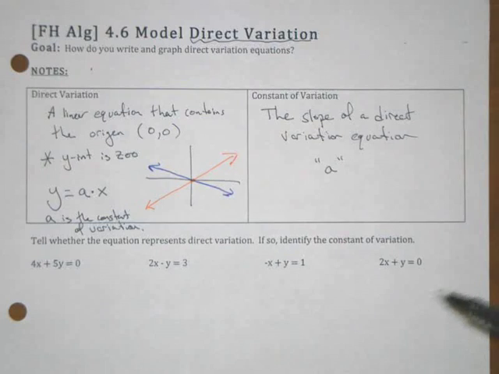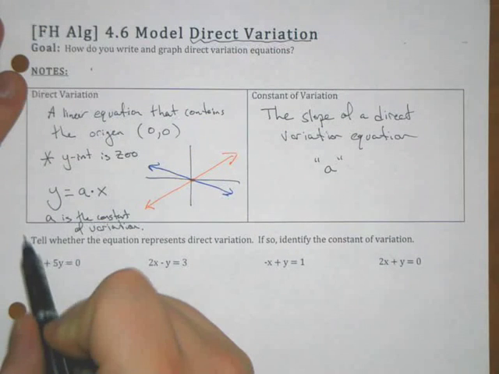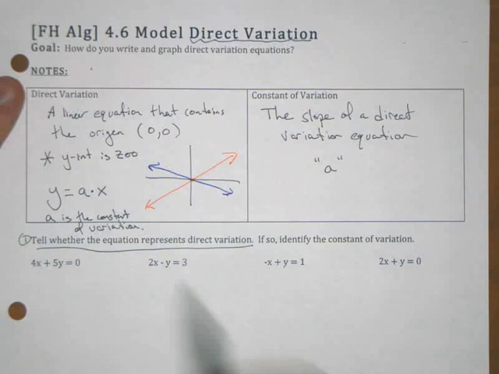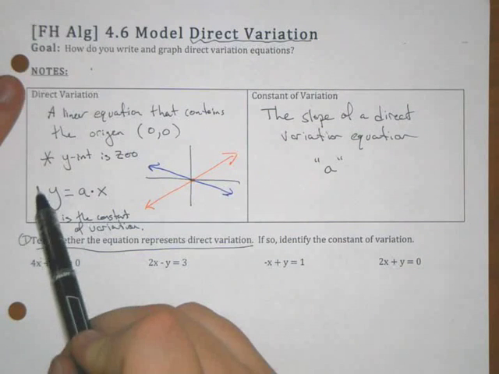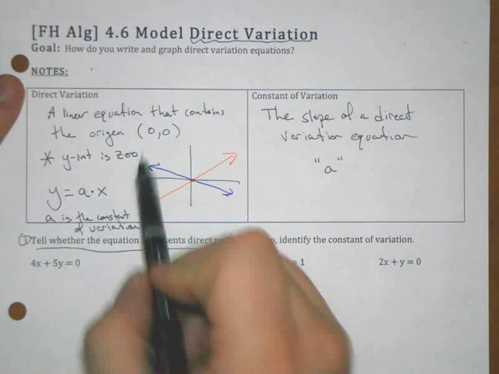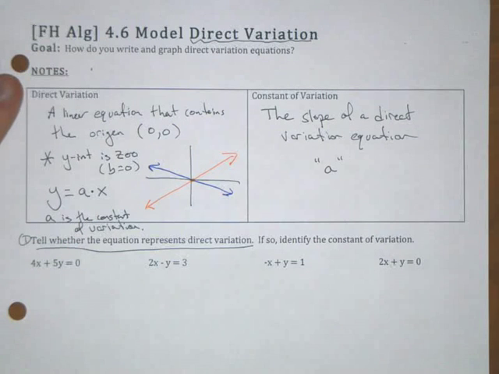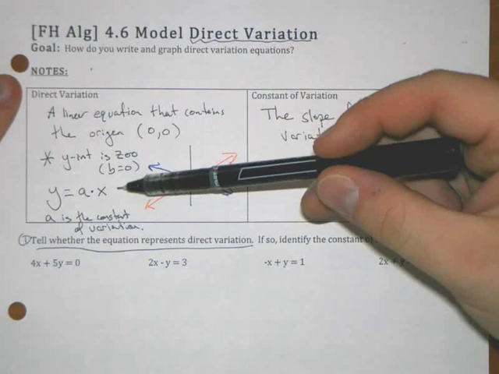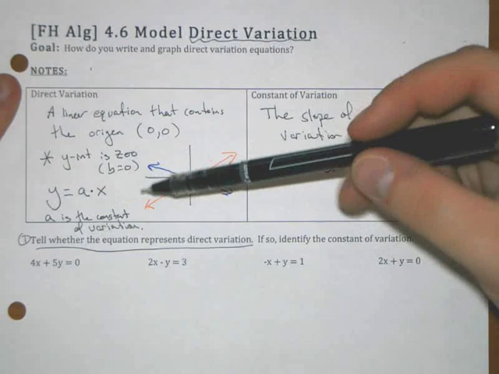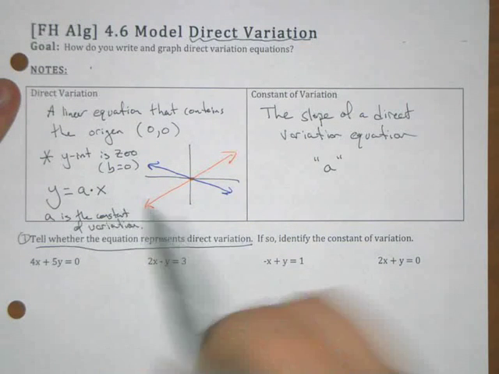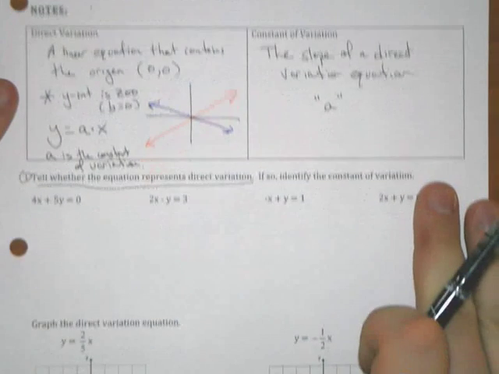So if I want to tell whether an equation represents direct variation, I know that it's going to be a line whose y-intercept, or the value of b from slope-intercept form, is 0. So if I write my equation in slope-intercept form, and it happens to be this form, where there's no constant, where the y-intercept is 0, then I know I'm in direct variation.